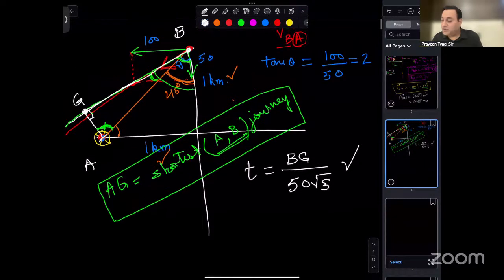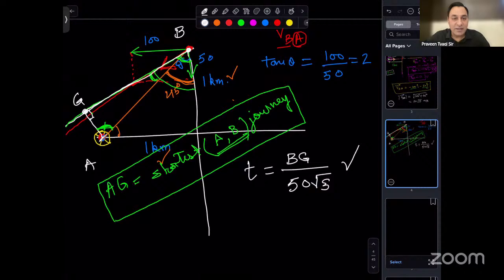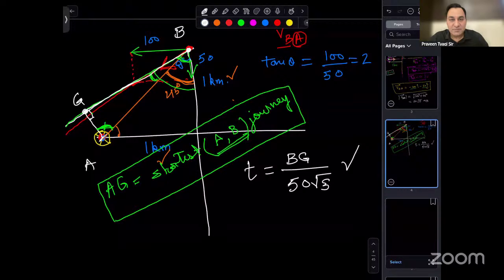Now, how many of you have understood this? Please tell me. Those who have understood it, please write yes. Okay. Those who have understood this concept, please write yes. Great. Great. Now let's move to the next question.